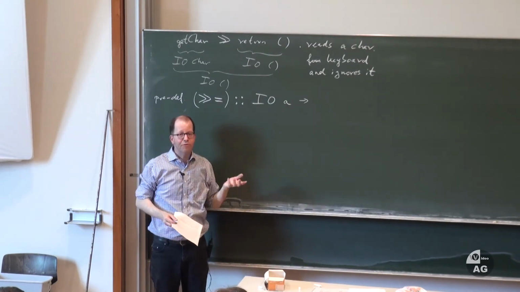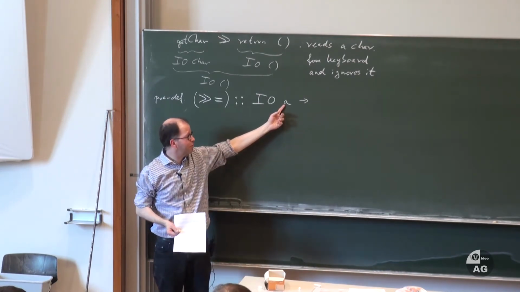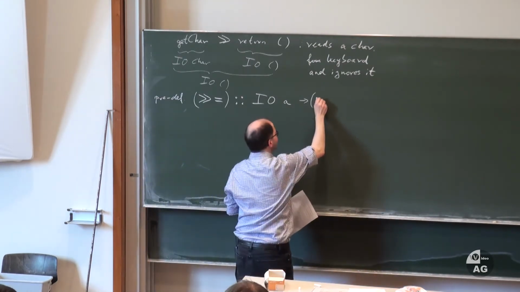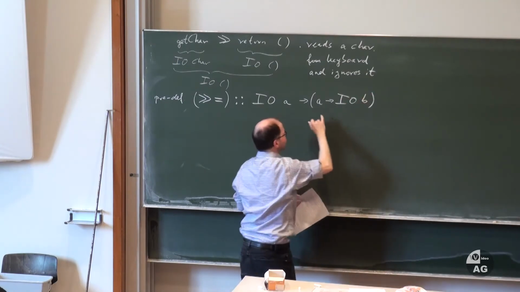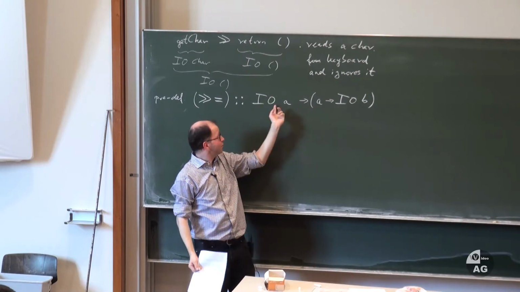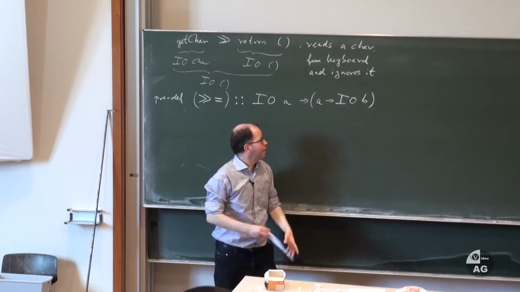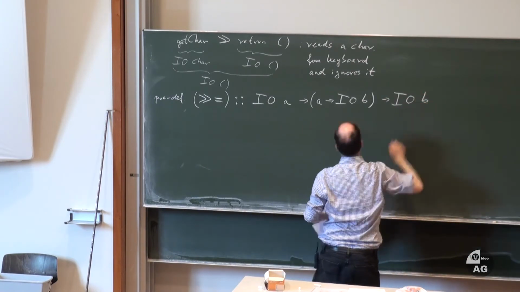So the second is a function. Depending on the value that we have determined here, it performs a certain action. So the second thing is a function which goes from A to IO B. So it's a function that maps, depending on the value that was read in the first action, we perform a second action. And then the result of the whole thing is an action of type IO B.